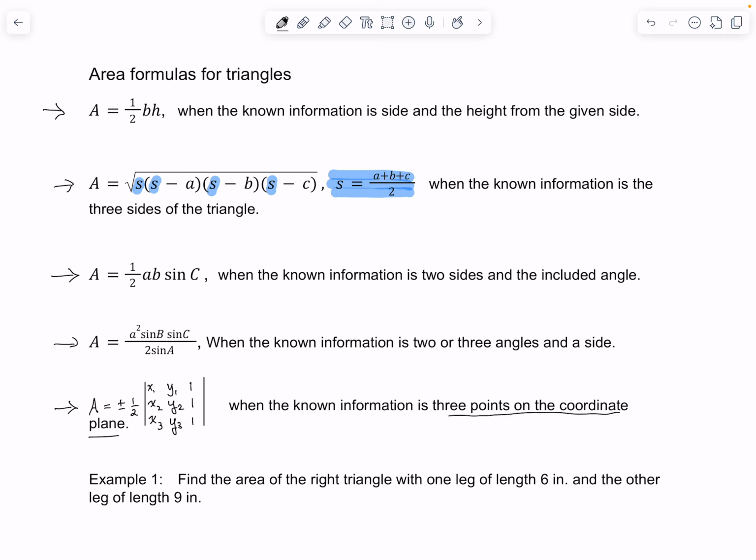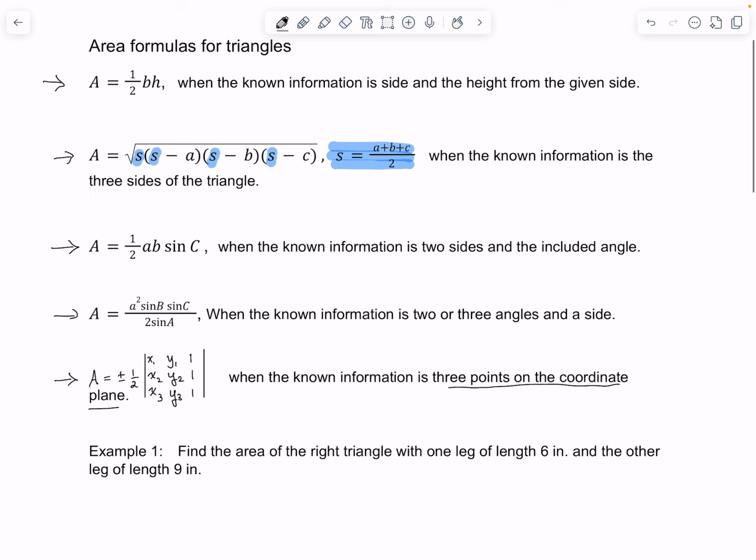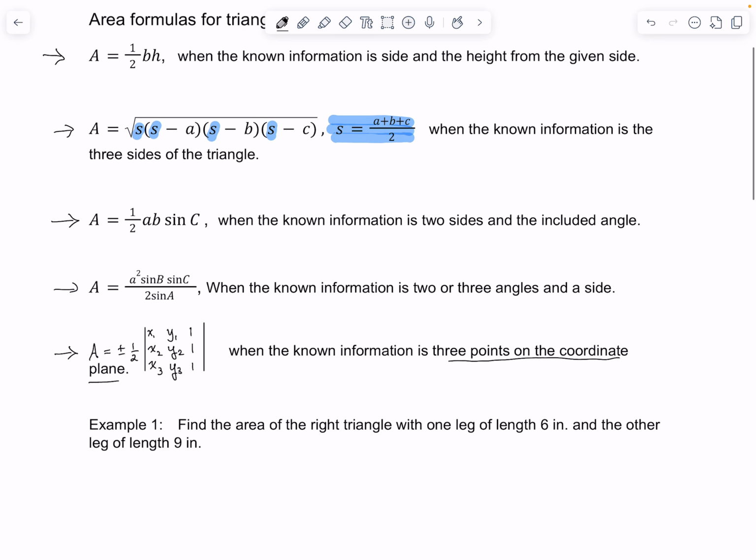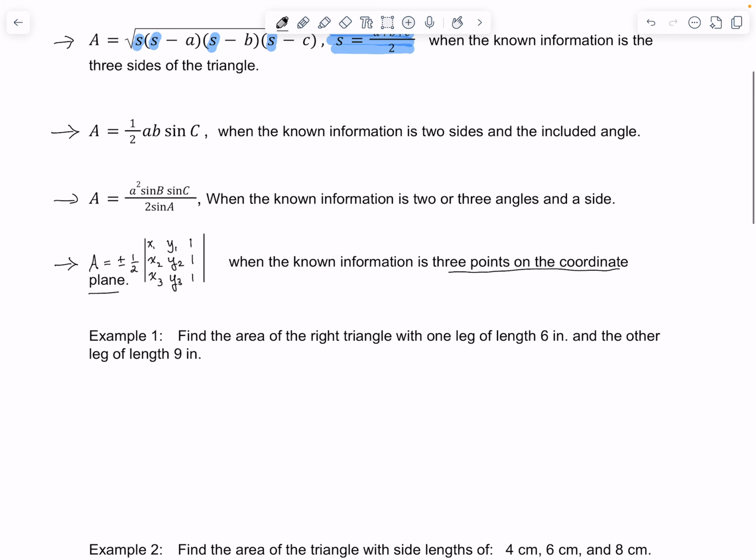Now let's look at some examples, and I'm going to scroll through this, so we might need to come back and forth to find the formulas. So the first one is find the area of the right triangle with one leg of length 6 inches and the other leg of length 9 inches. So let's go ahead and draw our right triangle. And remember, the legs are the parts of the right triangle that are not the hypotenuse. So one leg is 6 inches and the other leg is 9 inches.